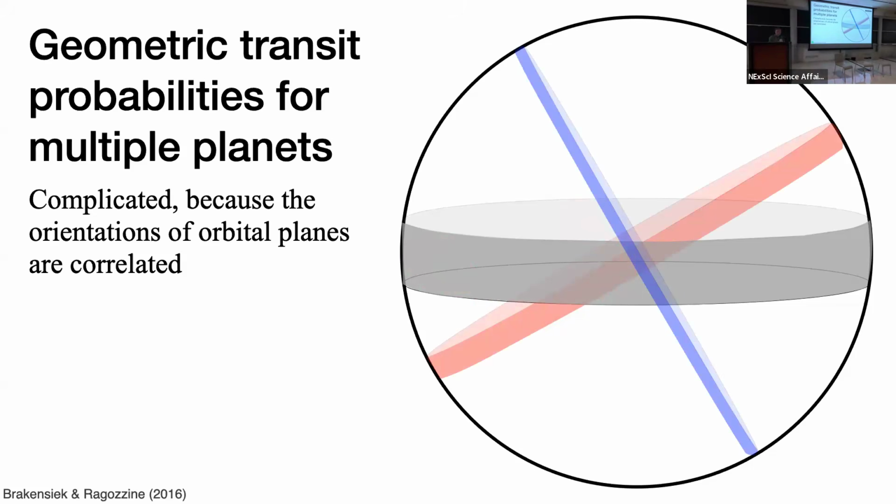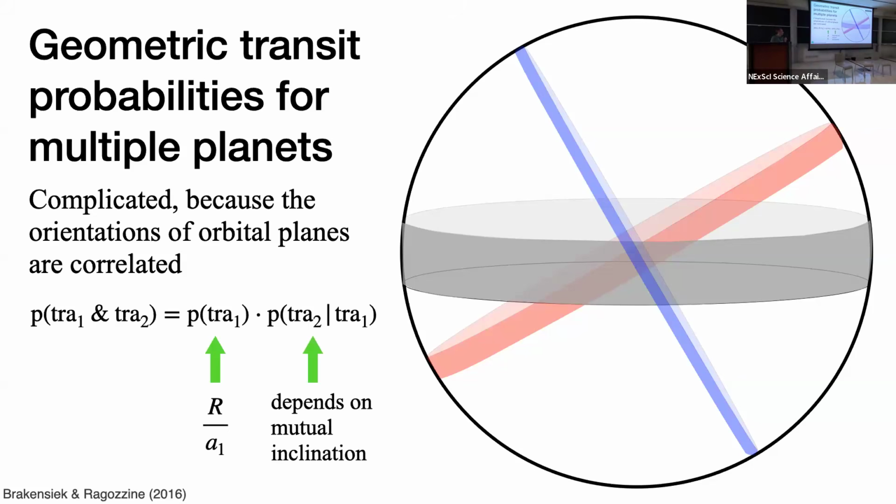And these calculations are especially complicated if the orientations of the orbital planes are correlated with one another. So for example, if we want to calculate the joint probability that two planets are transiting, we can multiply the probability that planet one transits. That's very simple. But then we have to follow it up with the conditional probability that the second planet transits given the first one. And that's where the correlations between orbital planes makes this a difficult business. For this, I can recommend another paper by Brakensiak and Ragozin in 2016.